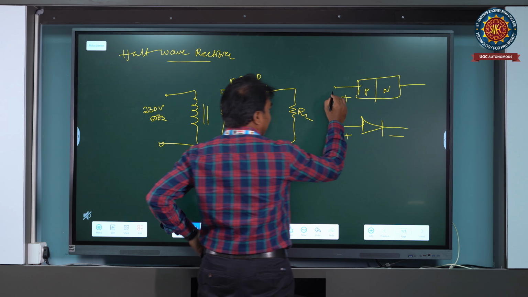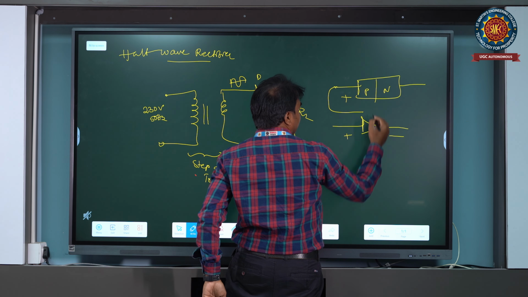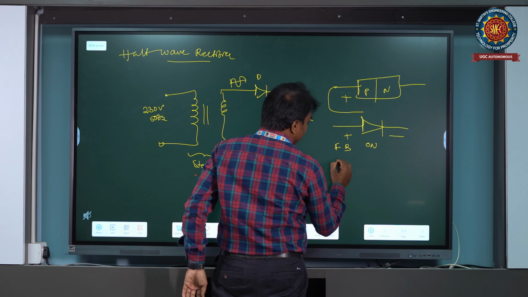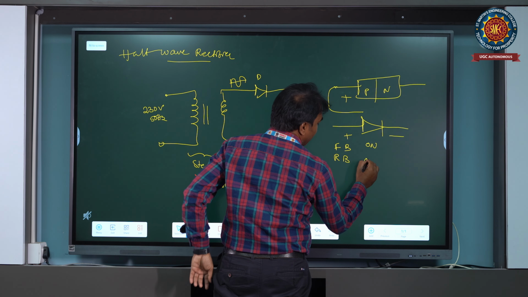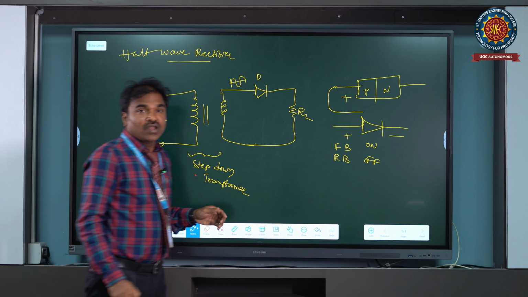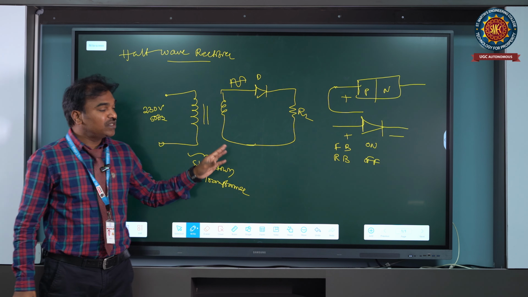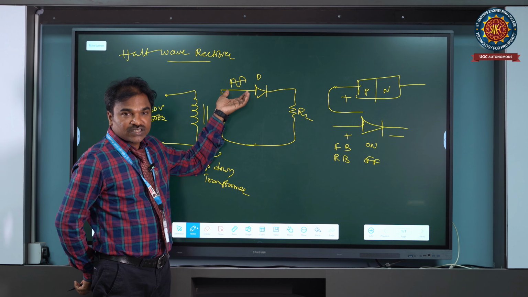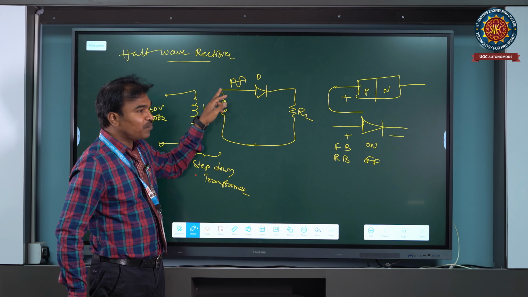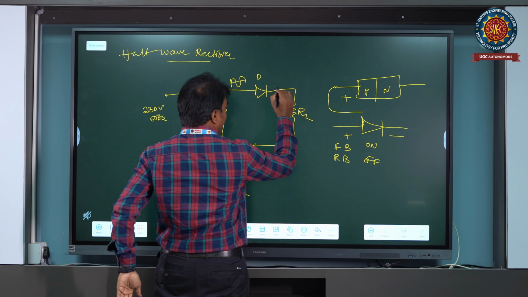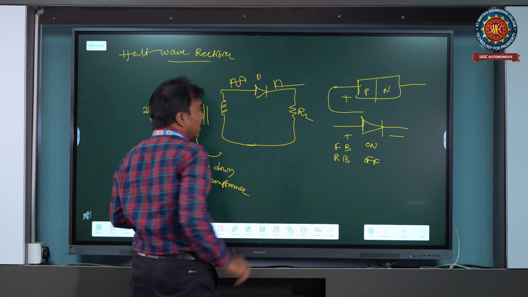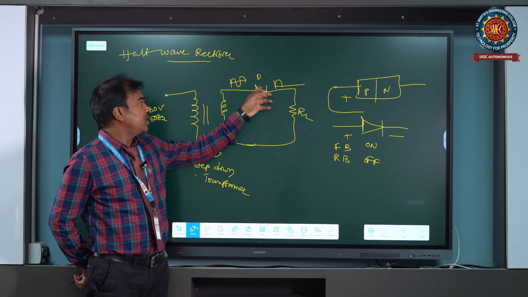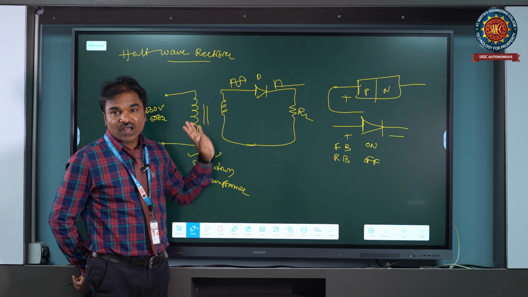Now, what is the property? If it is connected in forward bias, the diode will be on. In reverse bias, the diode will be off. Now, this AC voltage is applied to the diode. In the positive going pulse, the diode is on and conducts, acting like a short circuit. So this positive half cycle is the output.